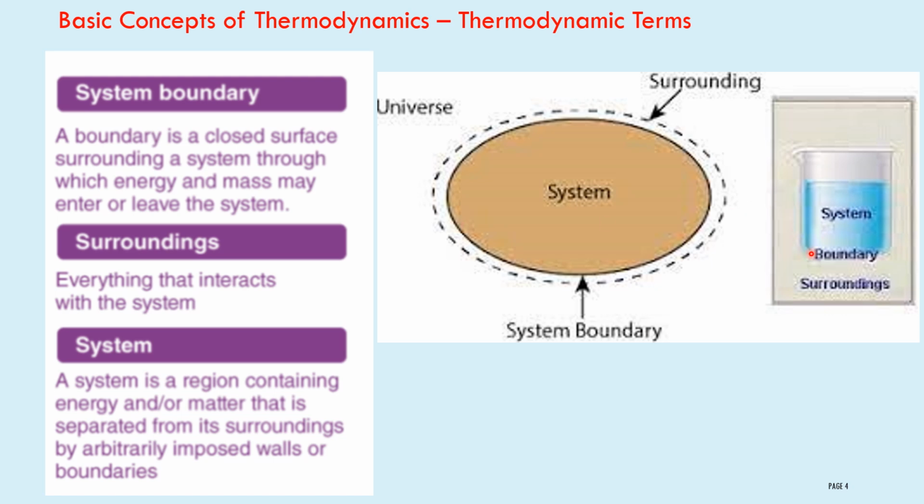Then consider an example here. Consider a beaker filled with water. Here the water indicates a system because it is a region containing both energy and mass. This is the system boundary because it separates the system from its surrounding. This is the surrounding, everything that interacts with the system, that one we will call a surrounding.